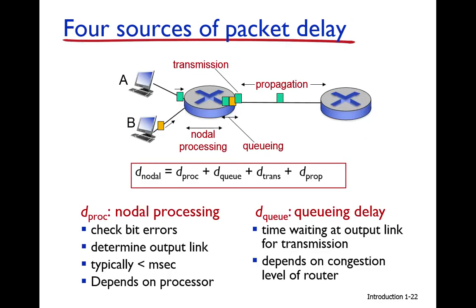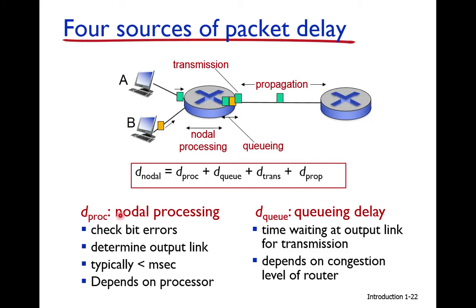Now we know that when a packet is transmitted from the source to the destination, it takes time, a delay. Why does this delay occur? This delay happens due to four components: processing delay, queuing delay, transmission delay, and propagation delay. Let's discuss each component in detail.